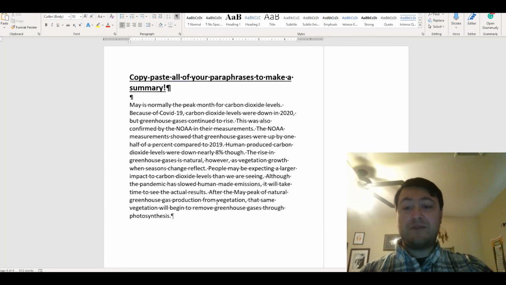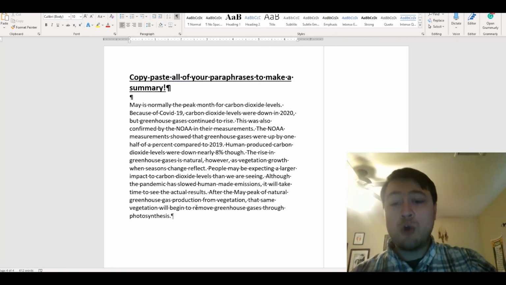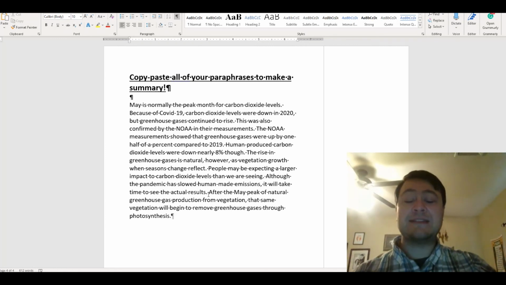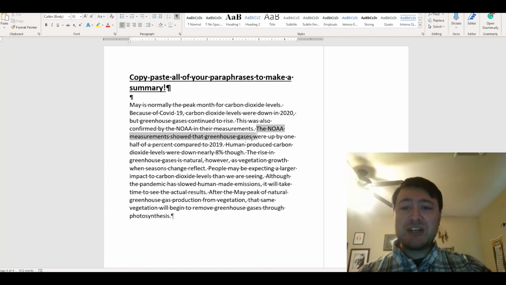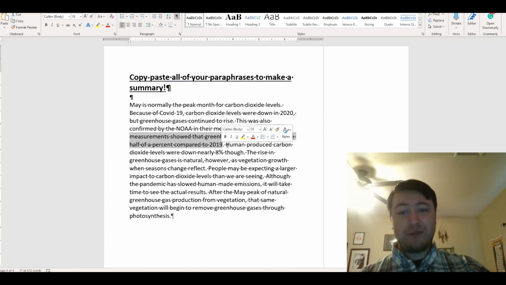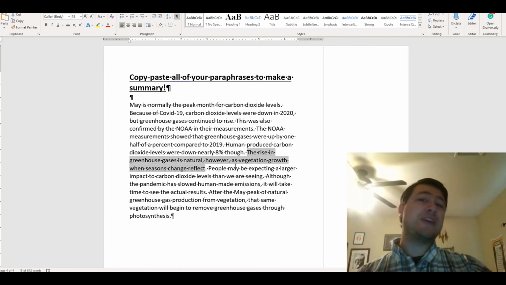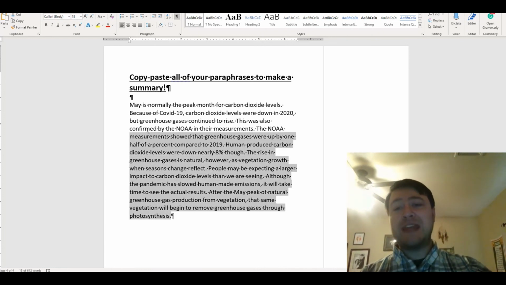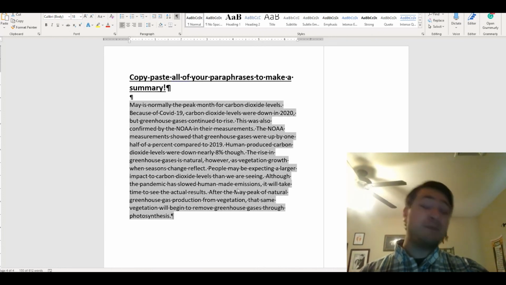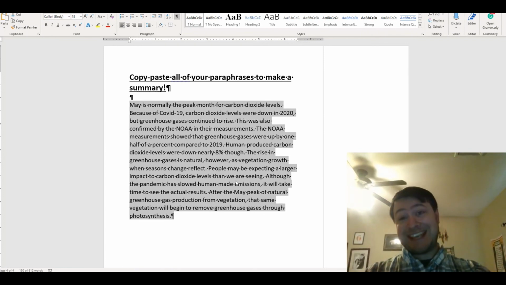After the May peak of natural greenhouse gas production from vegetation, that same vegetation will begin to remove greenhouse gases through photosynthesis. Each sentence in this summary matches up with one paragraph from the article beforehand. You may need to go back in and add some transition words, doctor it up a little bit, but you have a foundation for a good summary from just adding your paraphrases together.